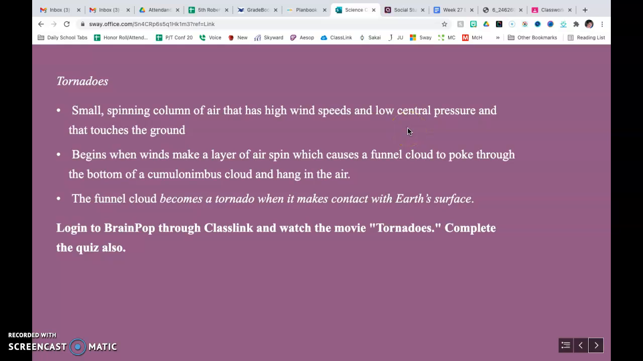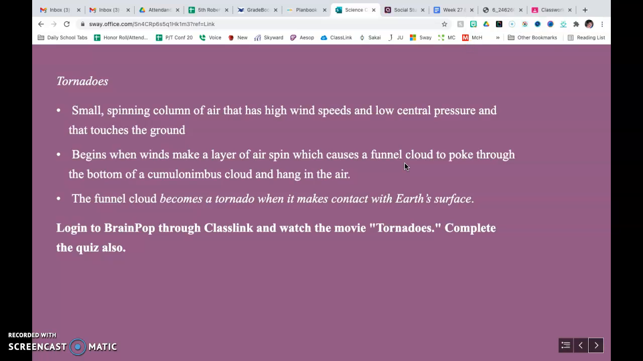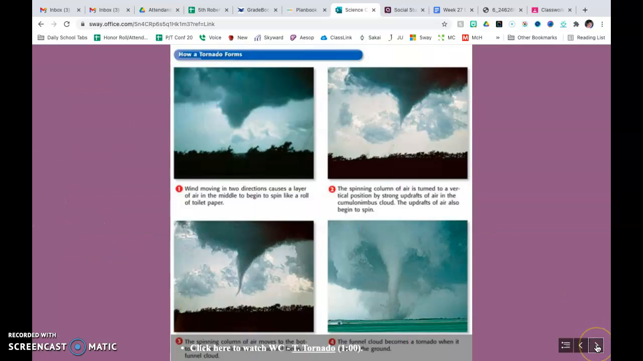It begins when the winds make a layer of air spin, which causes a funnel cloud, which is what it's called before it touches the ground. So the funnel cloud pokes through the bottom of the cumulonimbus cloud and hangs in the air. And again, this funnel cloud does not become a tornado until it makes contact with the Earth's surface, so until it touches the ground. Make sure you log into BrainPop through ClassLink and watch the movie about tornadoes, completing that quiz as well.